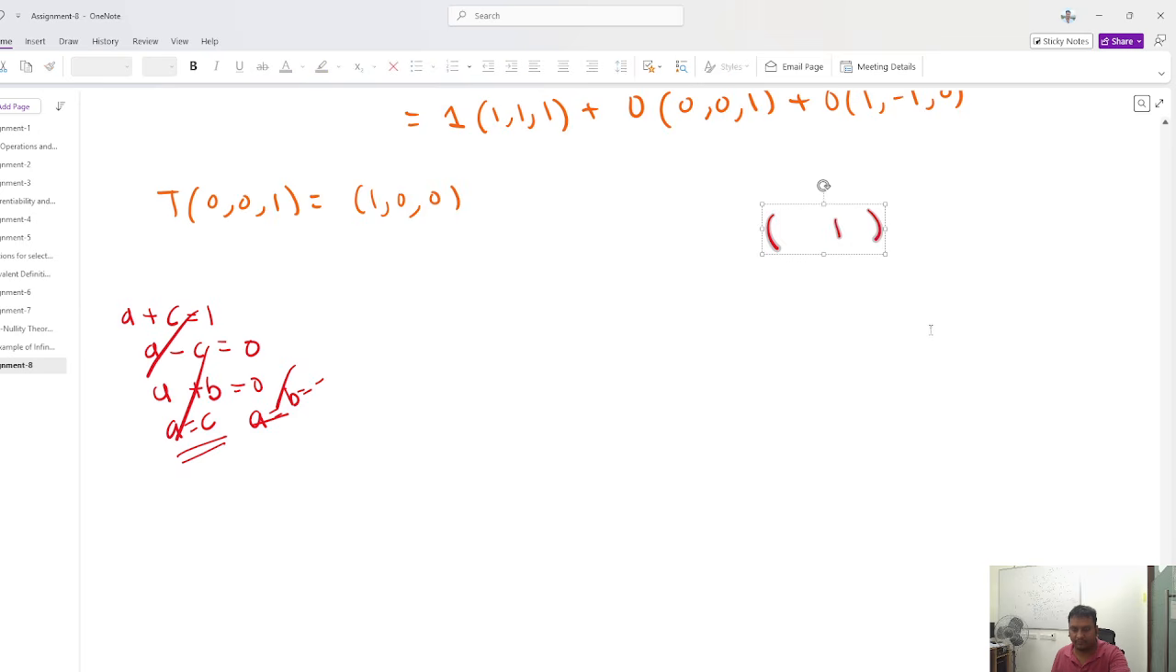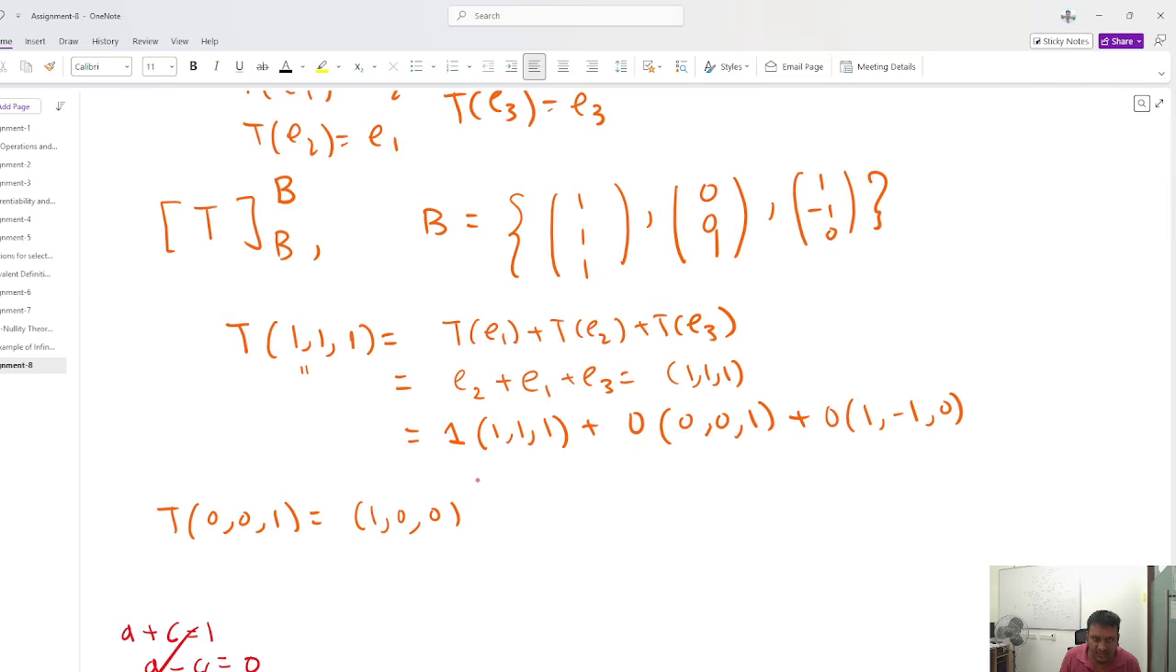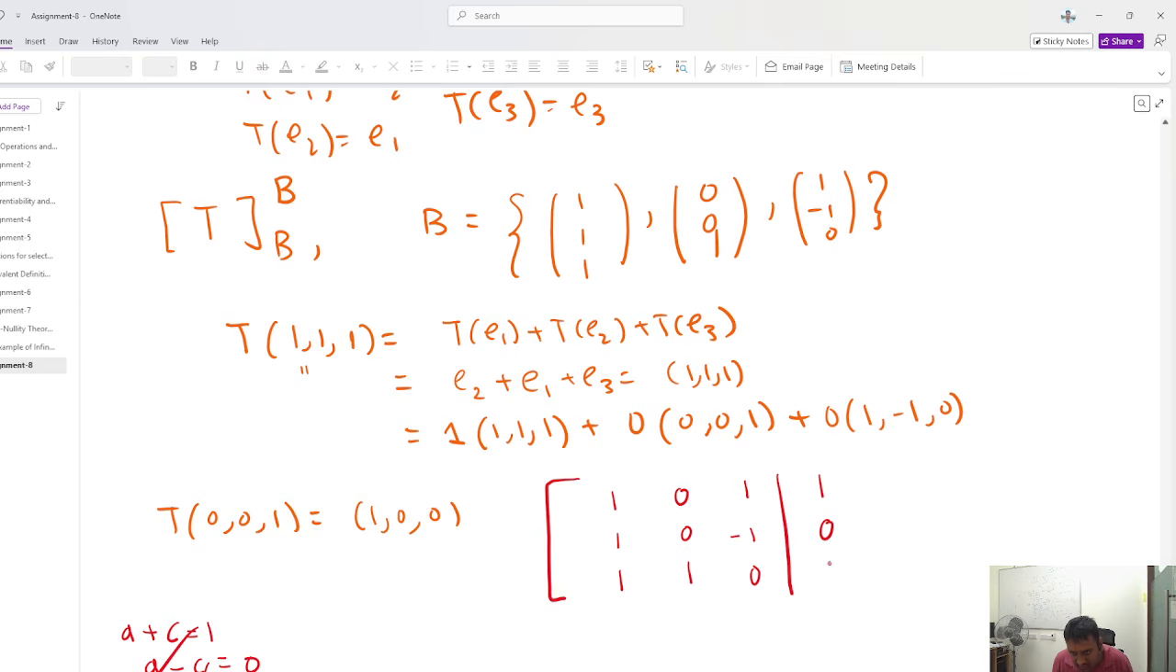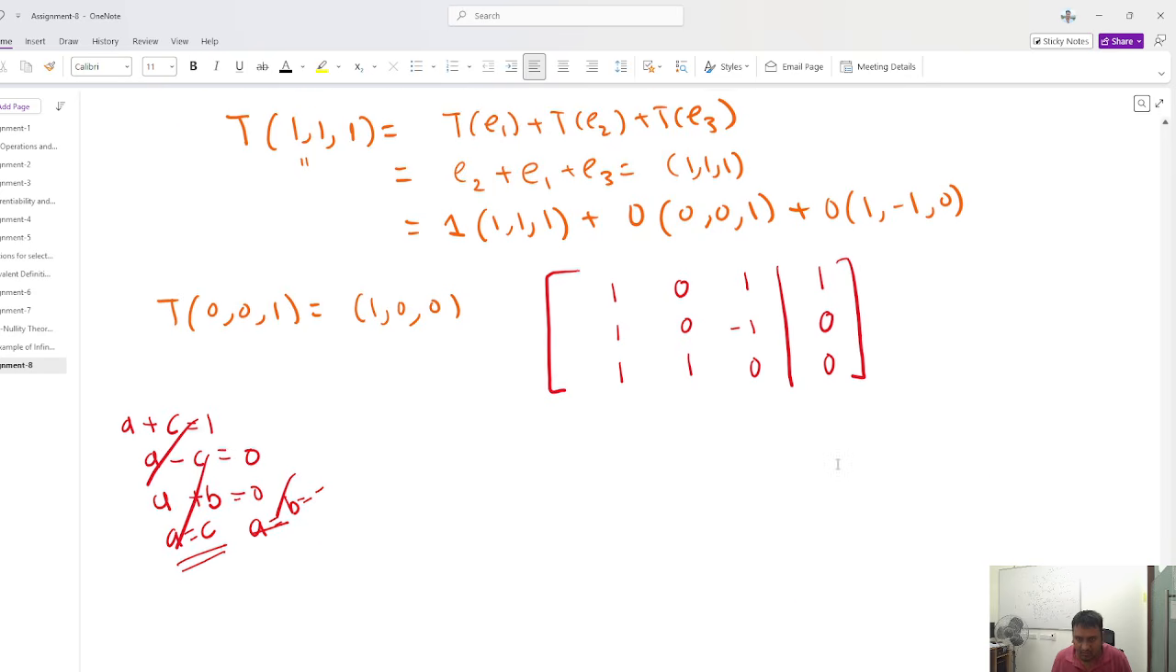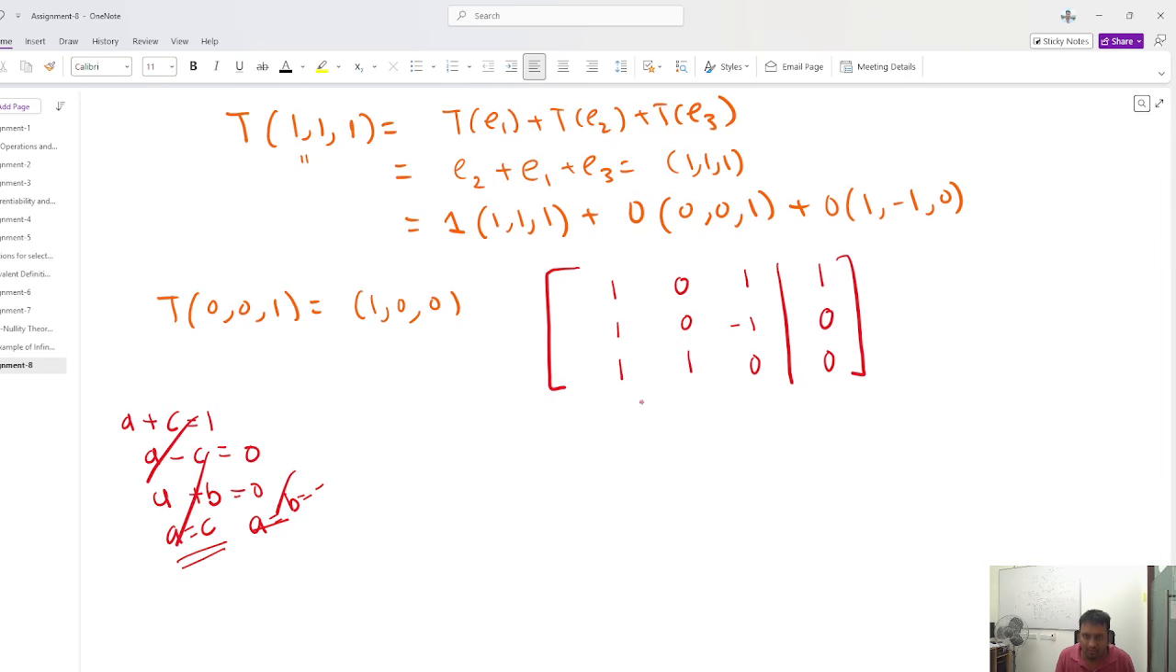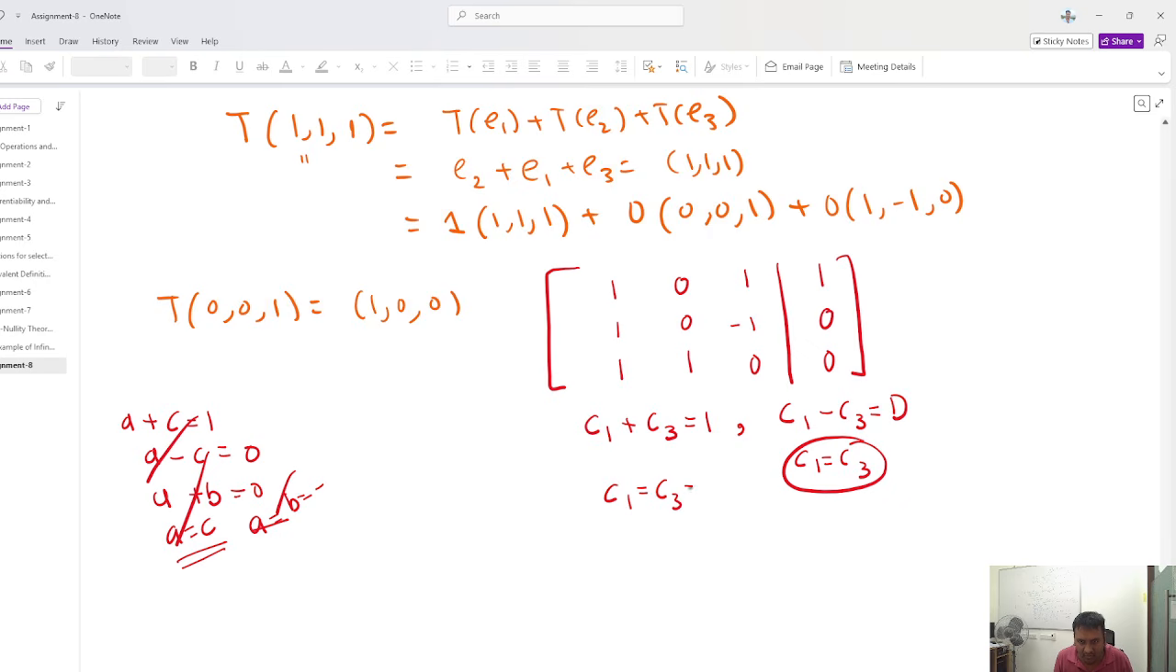Let us see how we can write 1, 0, 0 as a span of these vectors. So consider it this way: 1, 1, 1, 0, 0, 1, 1, minus 1, 0, and 1, 0, 0. Now, what does this give us? C1 plus C3 equal to 1. And C1 minus C3 equal to 0. So C1 equal to C3, that was correct only. I don't know why I get confused. C1 equal to C3 equal to 1 by 2.